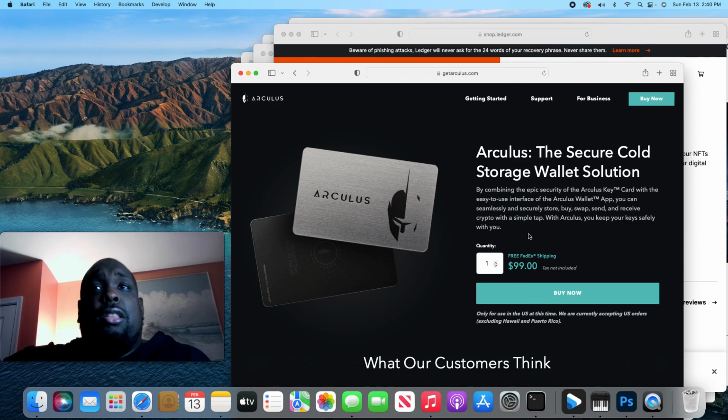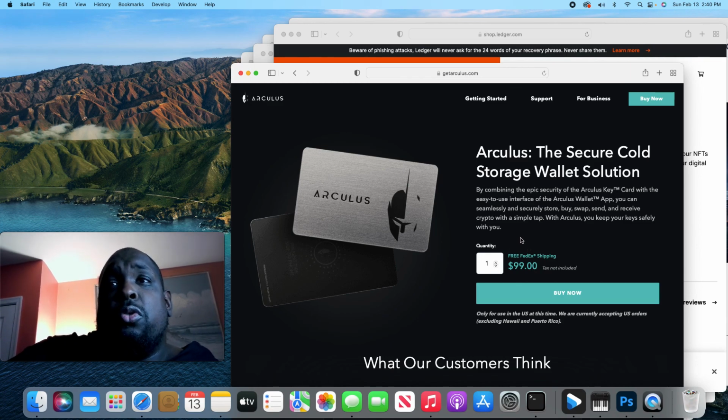But that's cold wallet storage. Just like hot wallets, they have their perks, they have their setbacks, but this is the best way to protect your crypto whenever you are an investor.